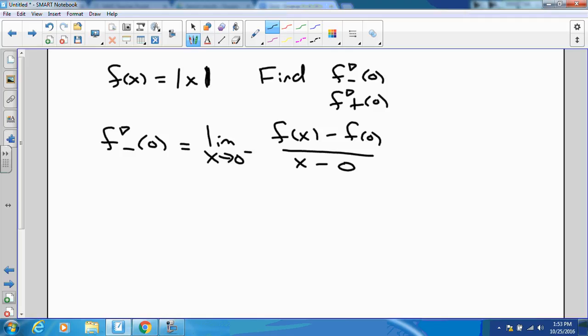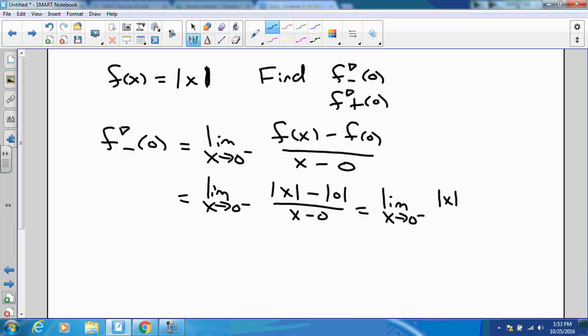Yes, sir. Do we have slope of x? I guess we'll find out. Substituting, we get this limit right here. We've seen this limit before. What is the limit as x goes to 0 from the left of absolute value of x over x? That is -1. Because no matter what value of x I pick, as long as it's less than 0, when I divide the absolute value of x by itself, then we're going to get negative.